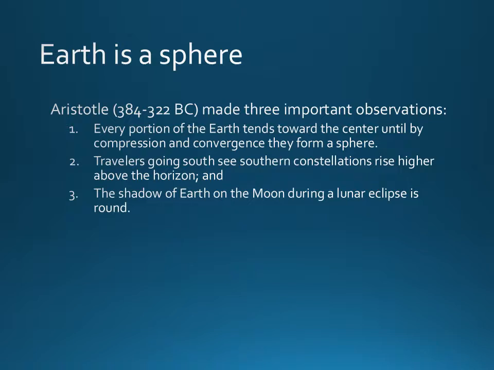Travelers going south see southern constellations rise higher above the horizon, and the shadow of the Earth on the moon during a lunar eclipse is round.